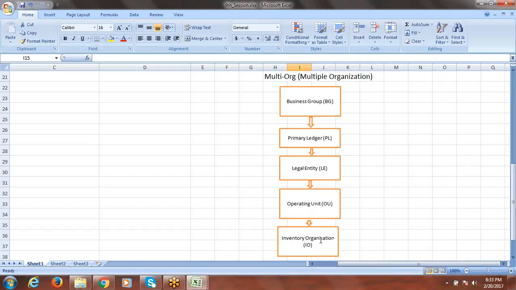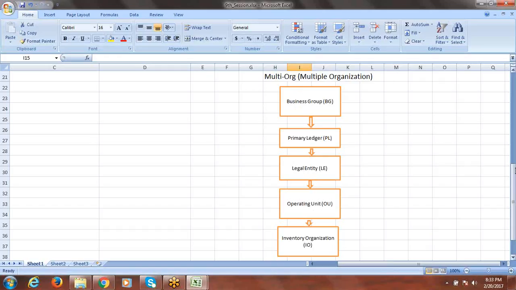The inventory organization will support the operating units in their business transactions, the sales or purchases related to stock. When we are running the business, we have to follow certain registrations, that is the legal entity. To account all this information, we'll have a primary ledger, which is required for each and every transaction. At the top level we have a business group, within which we can maintain the employee information. This hierarchy is a very standard hierarchy. It is fixed and frozen by Oracle, and we cannot change it. If we change it, we cannot call it multi-org, which means multiple organizations.